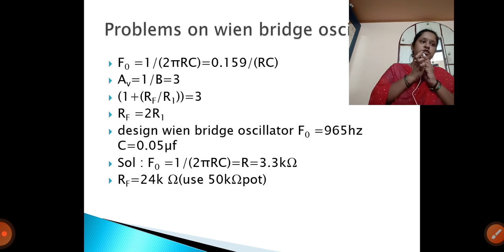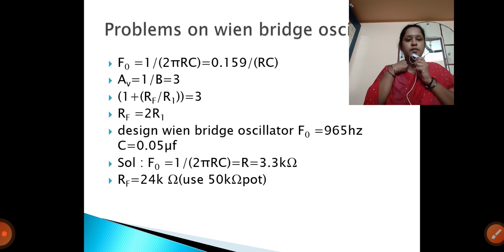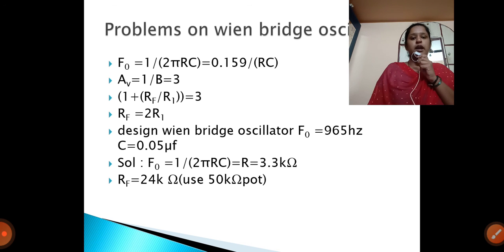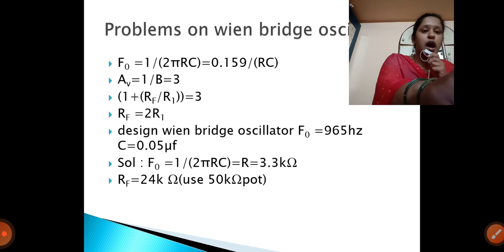Integrator and differentiator also, you have to solve more problems on that. You can get to know how to solve that. This is the only example they have given. R1 value I am not printing. R1 is 12 kilo ohms. The 24 kilo ohms is the feedback resistance, RF. R1, whatever that is. If you draw the circuit also, they can ask you to draw the circuit. You can get the R values.